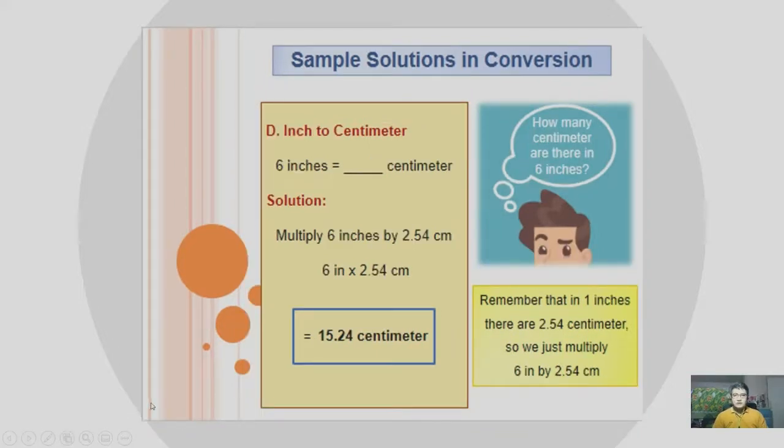The next one is inch to centimeter. 6 inches is how many centimeters? We have here the solution at the bottom. Multiply 6 inches by 2.54 centimeters. 6 inches times 2.54 centimeters. The answer is 15.24 centimeters. Always remember that in every 1 inch, there are 2.54 centimeters. So we just simply multiply 6 inches by 2.54 centimeters.